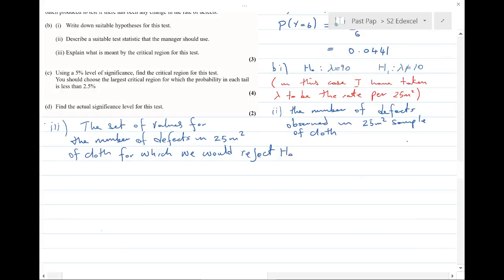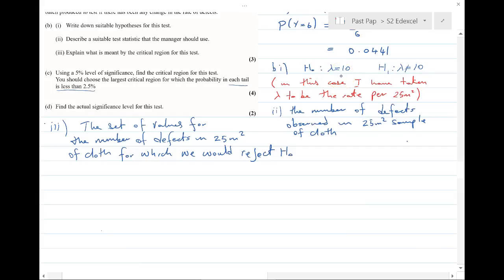We've been instructed to make sure, as we would do even if they didn't say that, to be honest, each tail is less than 2.5%. You will see other questions where it allows you to be as close to 2.5%. But even if it didn't say this, this is what we would do. We have to go below our significance level. So we're looking for the critical region, 2.5% either side, with Poisson 10.